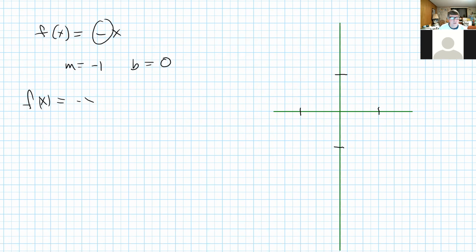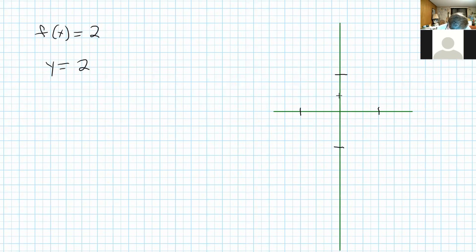We're going to look at one more example here. How about f of x equals 2, which again is just like y equals 2. That would be the equation of a horizontal line passing through y equals 2. All right, we're going to go back to the other screen now.